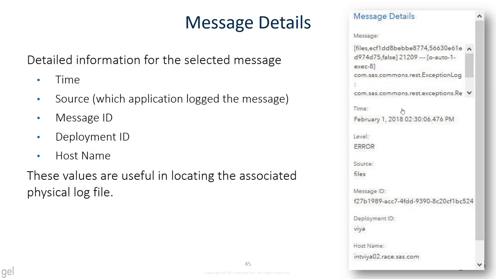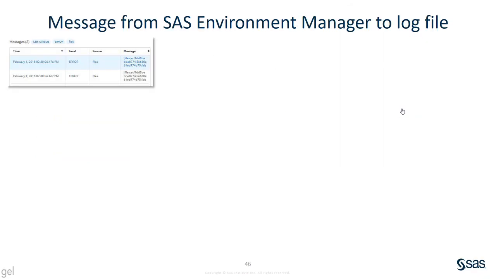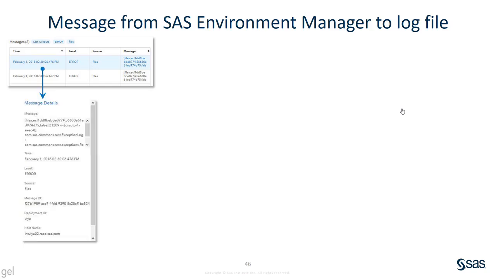I also need to know the host name. I have, in my case, 7 machines in your deployment for the workshop. How do I know which machine that message came from? Right? They're all generating logs. So the message details is the way that you're going to trace information back to the log file. So how do we do that? Right? So we have a message, we highlight it, and we get the details.